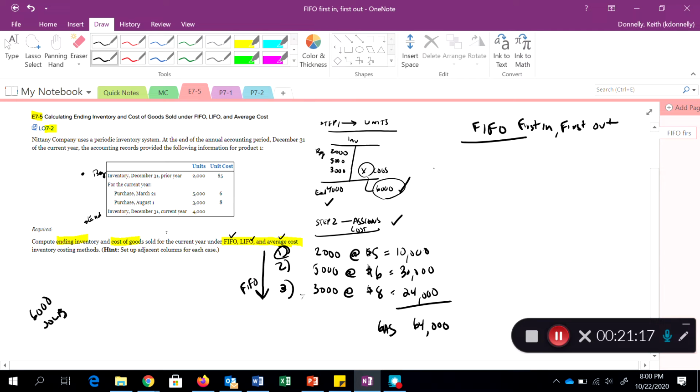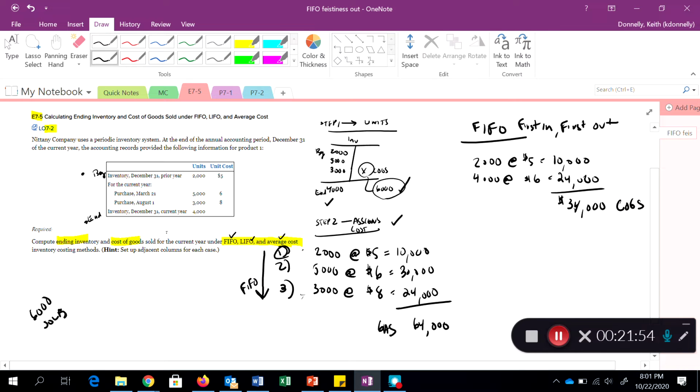So start with the oldest. We have 6,000 we got to cross off here. So let's do the first batch. Looks like we have 2,000 at $5 each. So that's going to be 10,000. We then have 4,000 at $6 each, which is going to be 24,000. What that means is we're going to have 34,000 costs of goods sold.